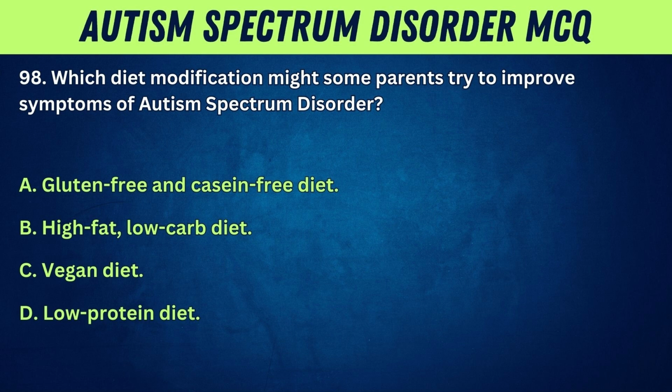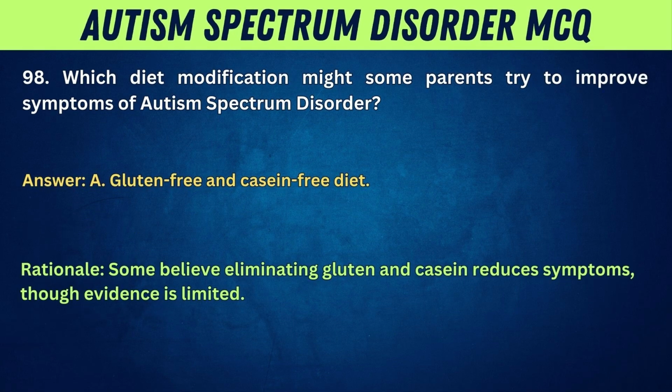98. Which diet modification might some parents try to improve symptoms of autism spectrum disorder? A. Gluten-free and casein-free diet. B. High-fat, low-carb diet. C. Vegan diet. D. Low-protein diet. Answer: A. Gluten-free and casein-free diet. Rationale: some believe eliminating gluten and casein reduces symptoms, though evidence is limited.